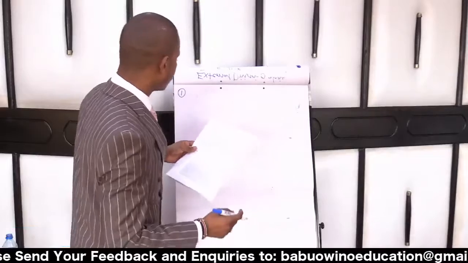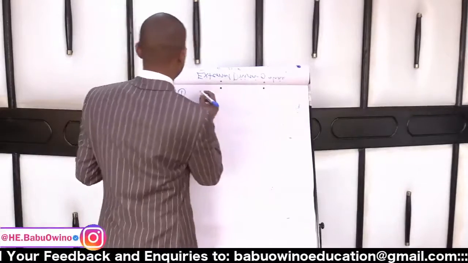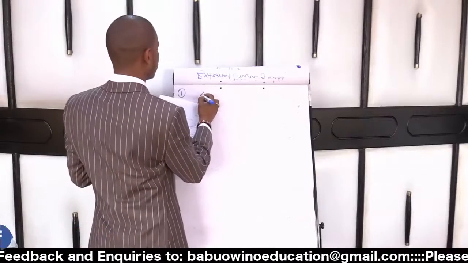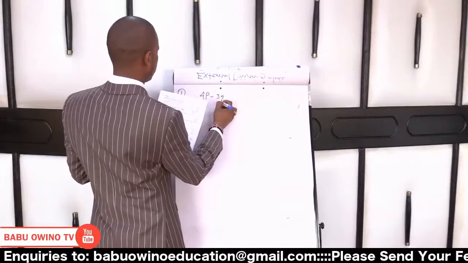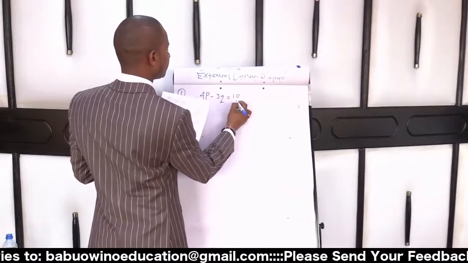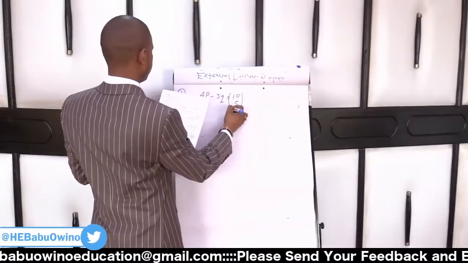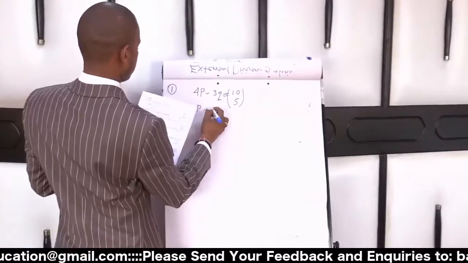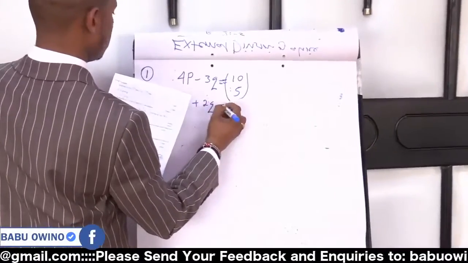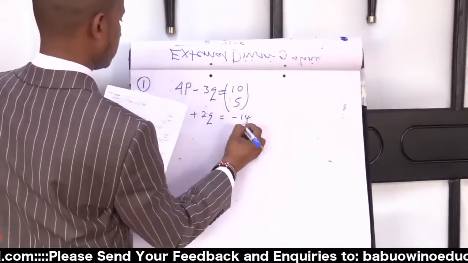So question number 1, you are told, given that 4P minus 3Q equals 10, 5, and P plus 2Q equals minus 14, 15.